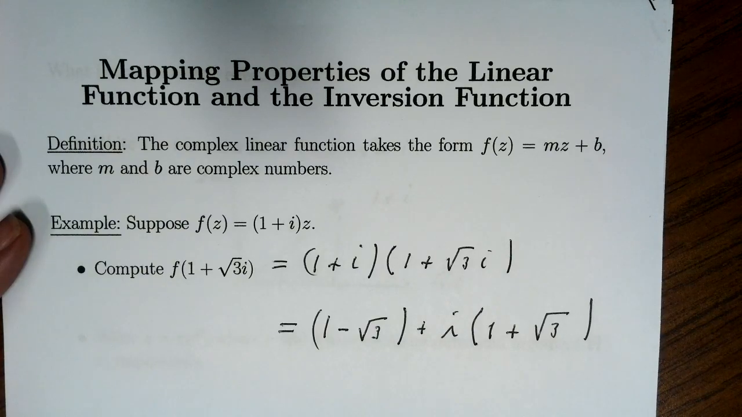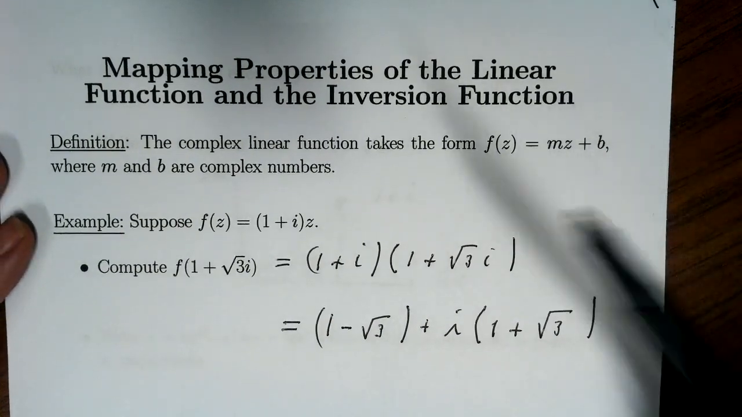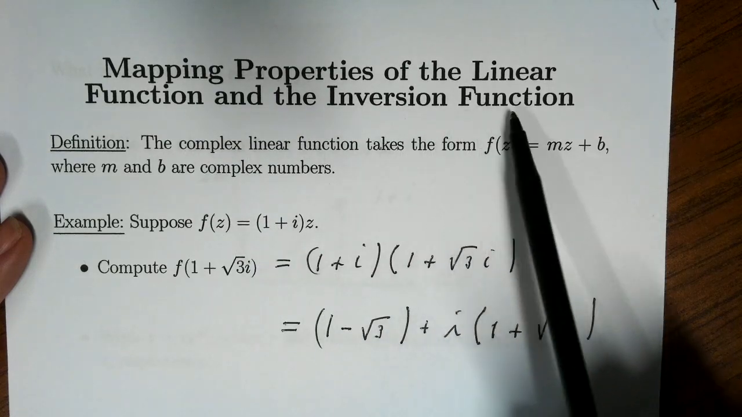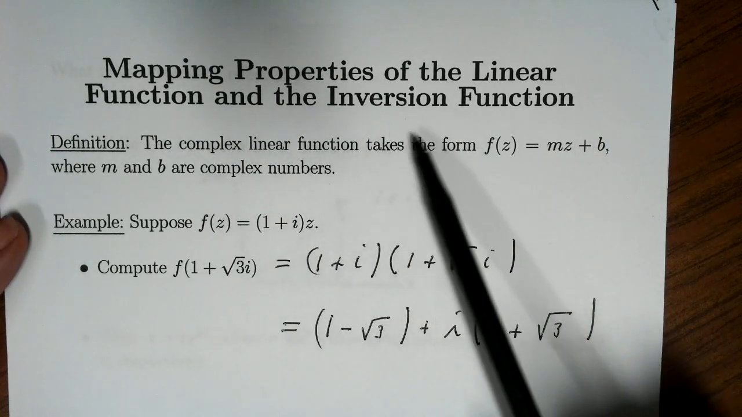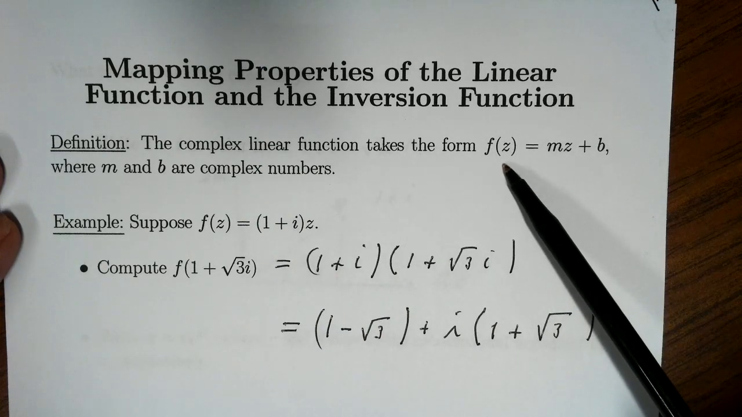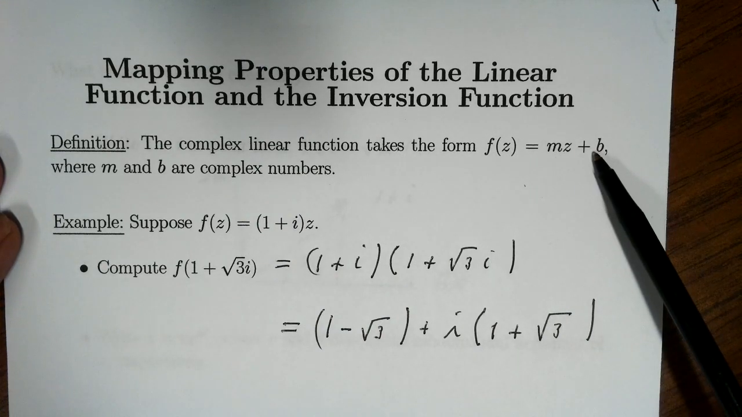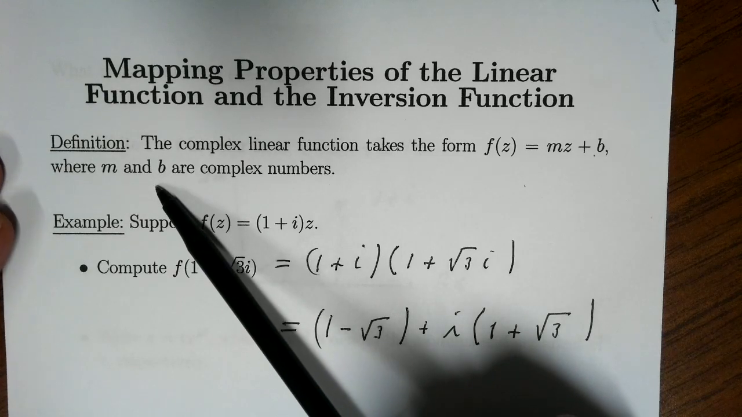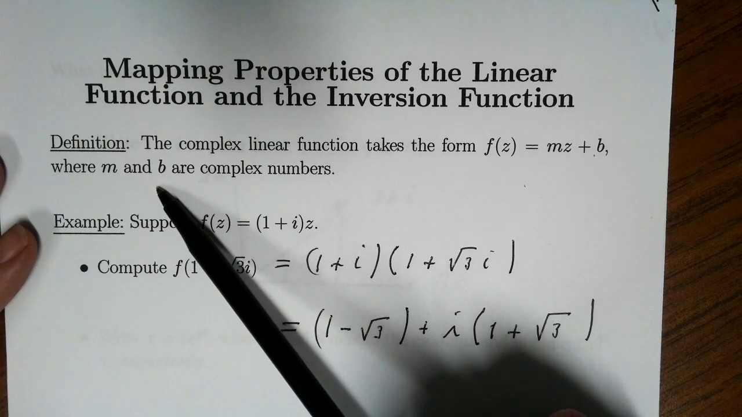In this video, we're going to discuss two particular types of functions, linear functions and the inversion function. So let's talk first about linear functions. The complex linear function takes the form f of z equals mz plus b, where m and b are complex numbers, not necessarily real numbers.